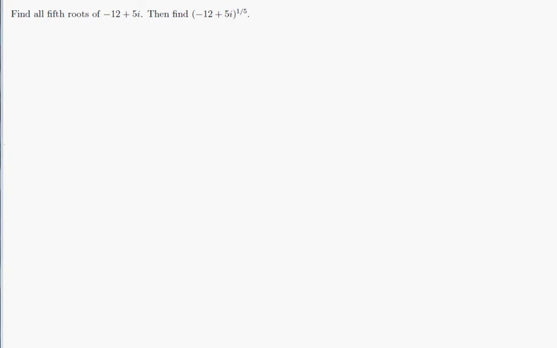Let's now find all fifth roots of negative 12 plus 5i, and then we will find the definition of negative 12 plus 5i to the 1/5 power. So let's draw the picture for this. Negative 12 plus 5i will be over here in the complex plane. We need to convert this into trigonometric form.